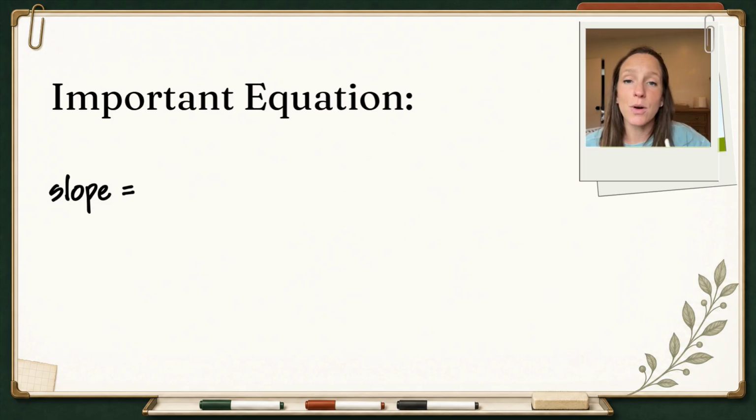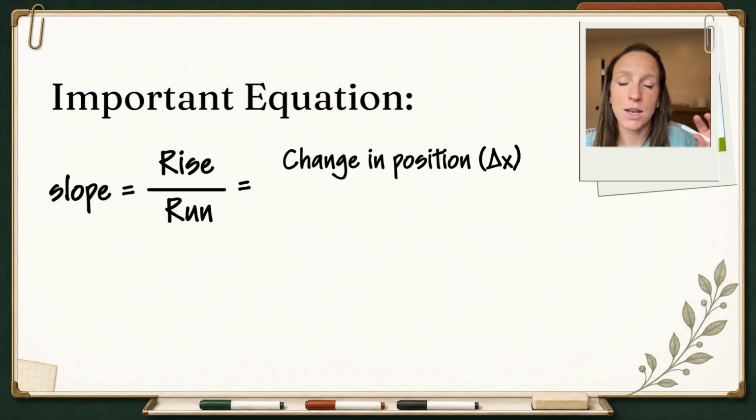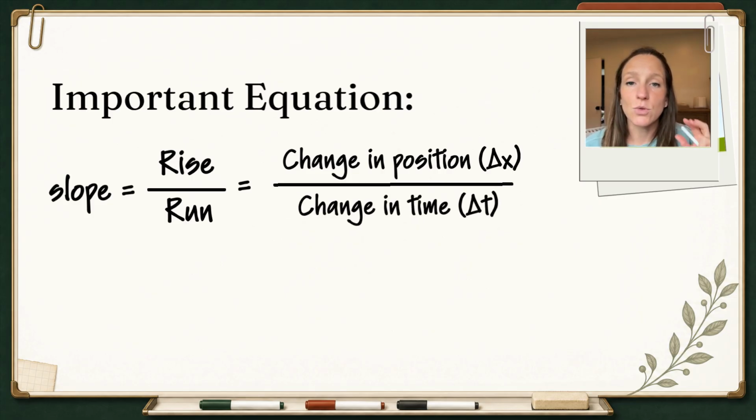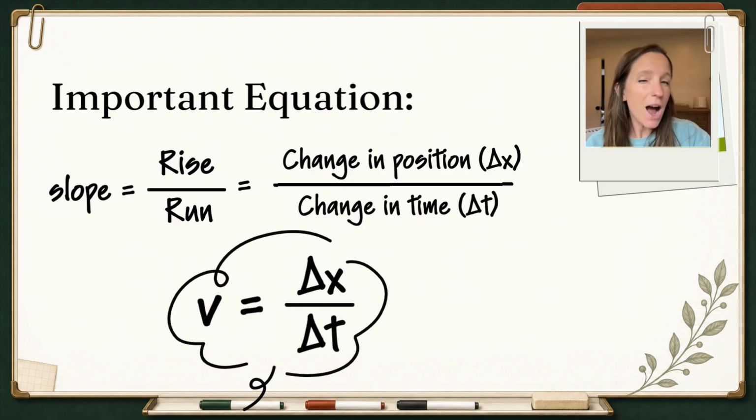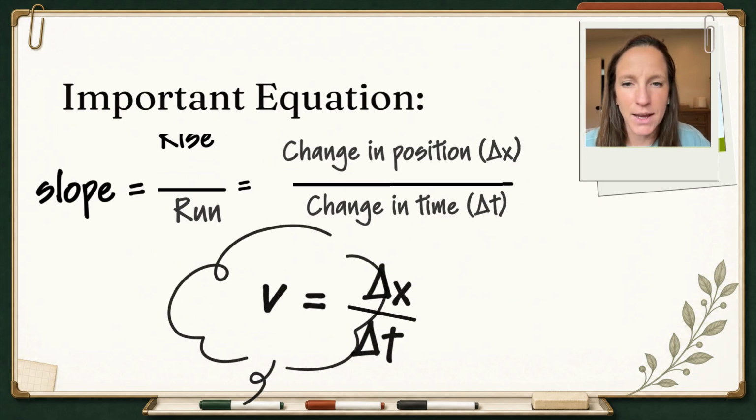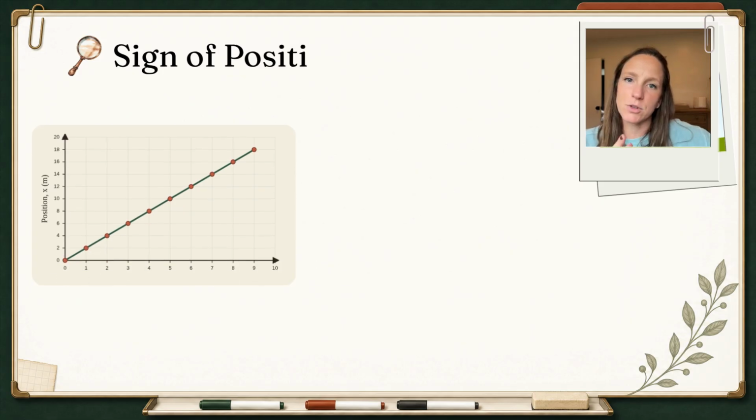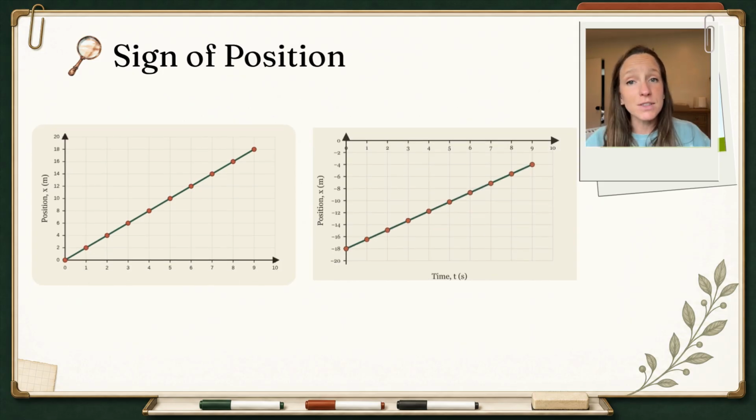So slope is rise over run. Here we see rise as change in position, run as change in time. So that is going to give us an average velocity. And so of course, time isn't really going to be positive or negative, so we only have positive numbers on our x-axis, but position can be positive or negative.